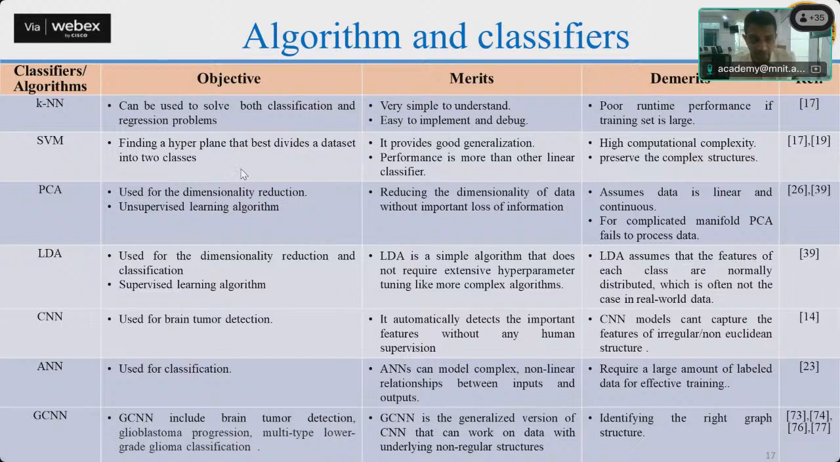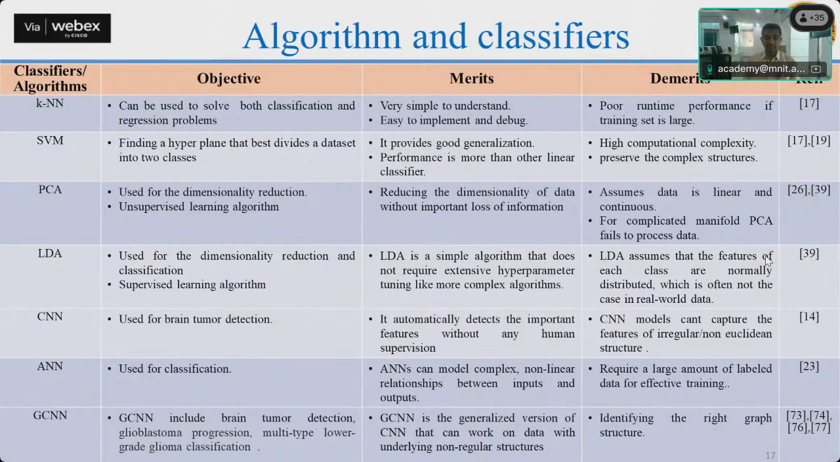PCA, the principal component analysis, is used for dimension reduction, an unsupervised learning algorithm. It reduces the dimension of your data without important loss of information. For example, if data is nonlinear, continuous or a complicated manifold, PCA fails to process the data. Then LDA is used for dimension reduction and classification, a supervised learning algorithm. LDA is a simple algorithm that does not require extensive hyperparameter tuning like more complex algorithms. It assumes the features of each class are known and normally distributed, which is often not the case in real world data.